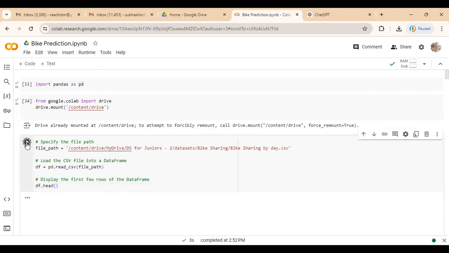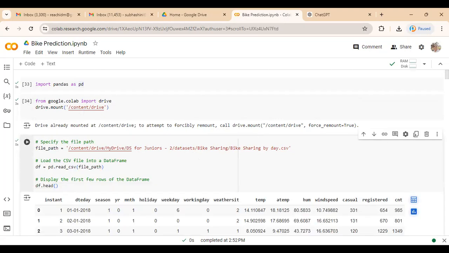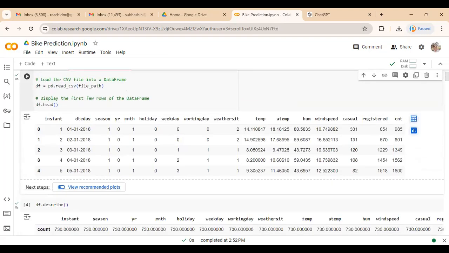So here you go. Now, the first thing to check over here is, of course, how does the data look? And if you see in the data frame head, we can see that we have the instance and the date, the season, year, month, holiday, weekday, working day, the weather situation, whether it was good, bad, or ugly, temperature, and so here you will notice there's a temperature and an atemp. Okay. So what are these? This atemp is actually the apparent temperature.